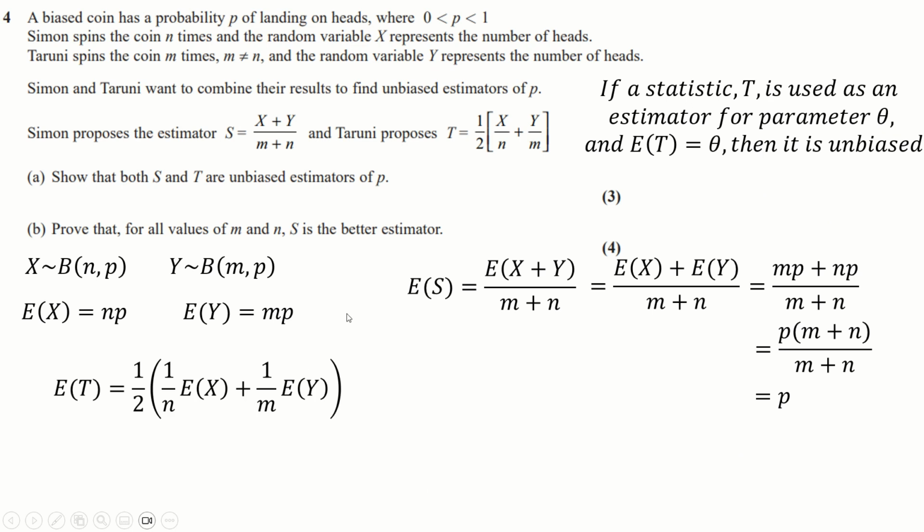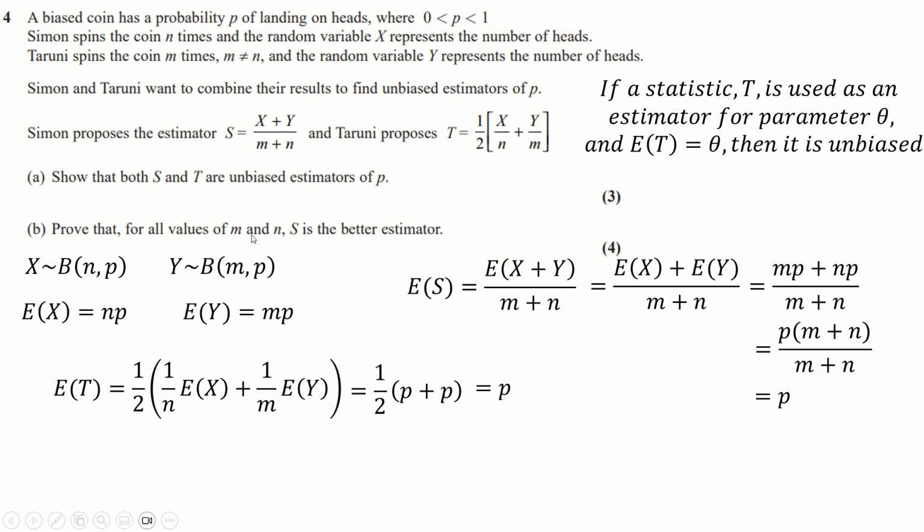And likewise for E of t, the half doesn't matter, obviously. The n's also don't matter. I've written this as just 1 over n times x, and then 1 over n is just a constant, right? Because n is just a number. So I can just do 1 over n times E of x, and so on. And then, of course, we just have E of x, E of y. We know what those two things are. We put them in. Of course, np divided by n is just p, and np divided by n is just p. p plus p is 2p, divided by 2 is p, and so therefore they're both unbiased estimators.